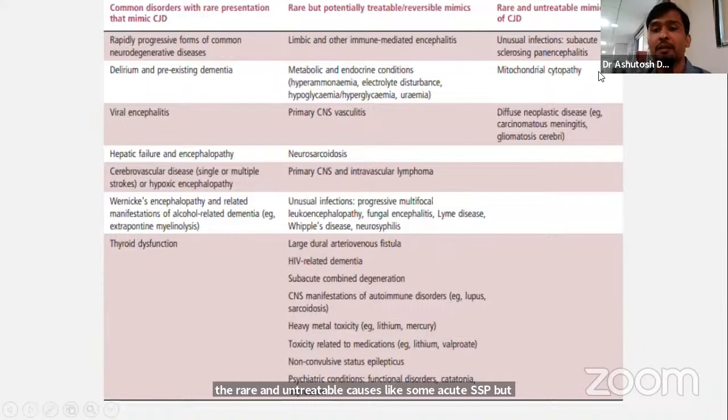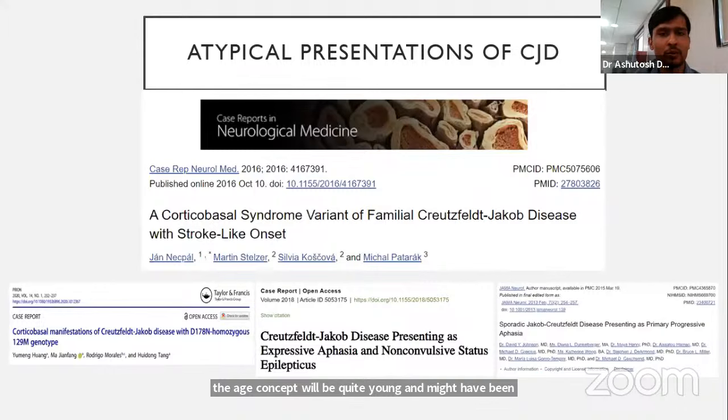And these are some of the case reports where the case is very similar to ours, a corticobasal syndrome variant of CJD with stroke-like onset. Another is corticobasal manifestation of CJD. Another case reported had a patient presenting with expressive aphasia as well as status epilepticus. Thank you.